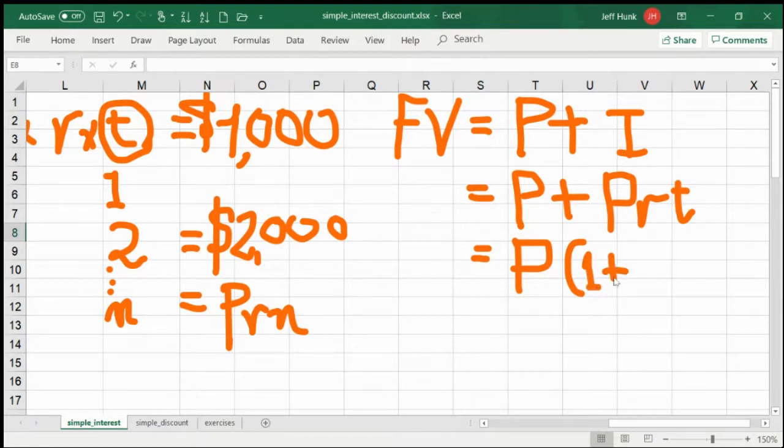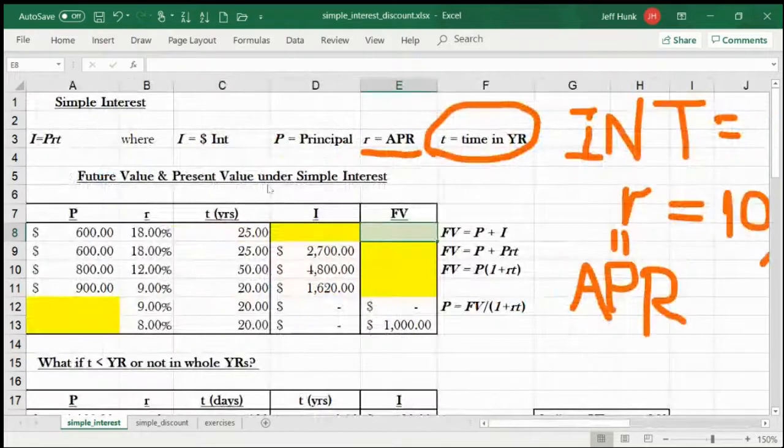P, open parenthesis, 1 plus R times T, okay? And then this is the future value, right? So if you redistribute P, you will get back to this, right? Now, let's go to an example, right?